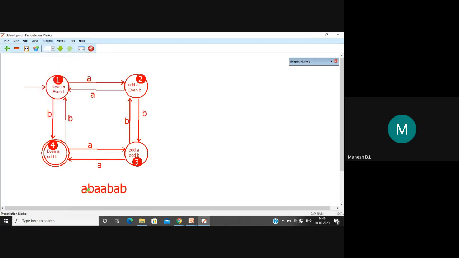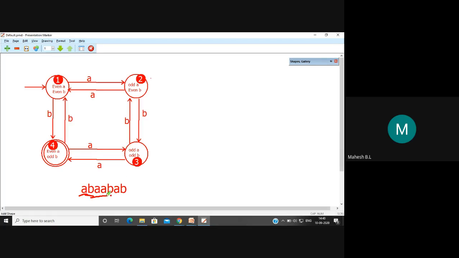Let's process this string. Initially DFSM is in state 1. First symbol is A. So your DFSM makes a transition from 1 to 2. Next symbol is B. DFSM makes a transition from 2 to 3. Next symbol is A. DFSM makes a transition from 3 to 4. Next symbol is another A. DFSM makes a transition from 4 to 3.